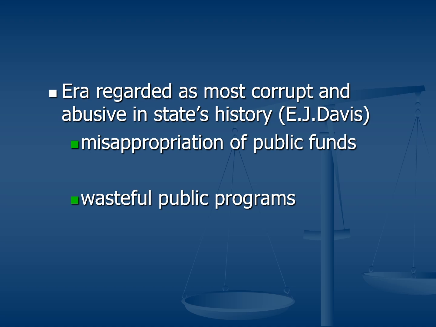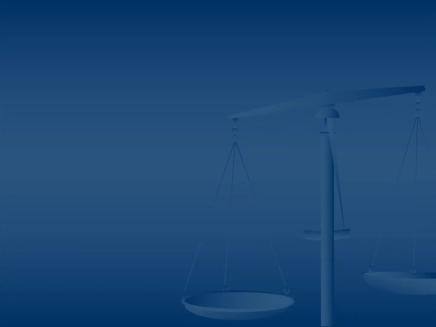So this era was regarded as the most corrupt and the most abusive in the state's history because of this E.J. Davis guy. Under his governorship, there was a misappropriation of funds, which basically means he was probably keeping the money, and wasteful public programs, which means he had public programs set up that really didn't need to be set up, but he did it, a lot of times so that he would look good.